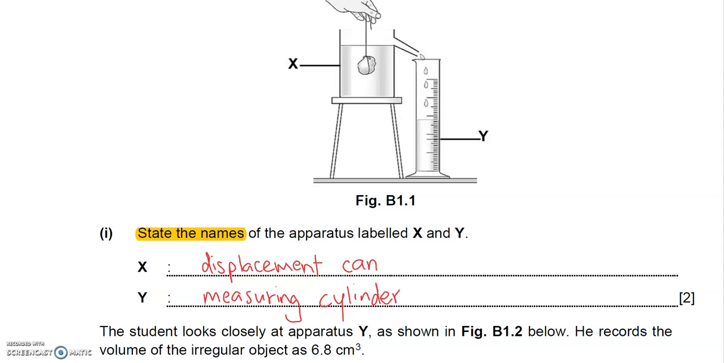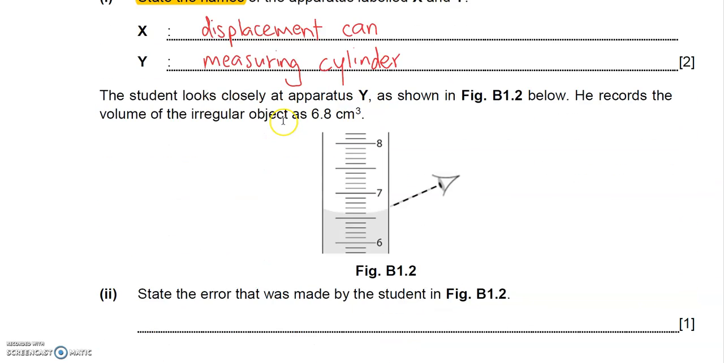So how this works is, it works through the displacement method. When we put the irregular object into the water, the volume of water that is displaced by the object will flow out and into the measuring cylinder. And we can find out the volume of the object by reading the measuring cylinder reading over here, the volume of water in the measuring cylinder which has been displaced by the object. That is our next step.